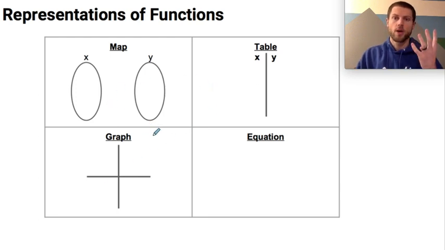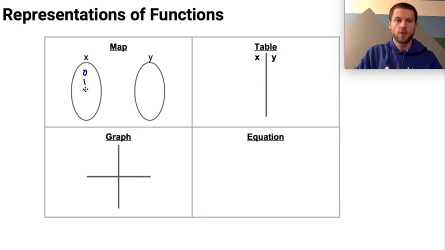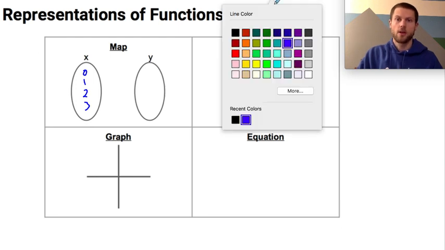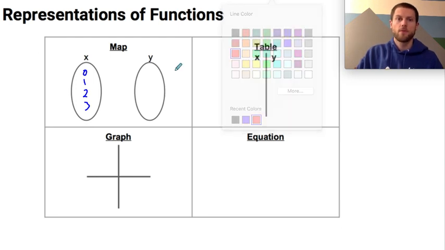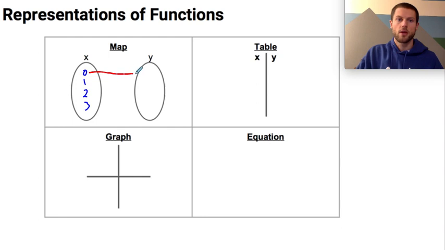Okay, so let's talk about how to represent functions. We have four different ways shown here. We can use what's called a map, and a map is a cool way to represent a function because it takes a series of inputs and maps them to outputs. The process of mapping an input to an output is pointing.